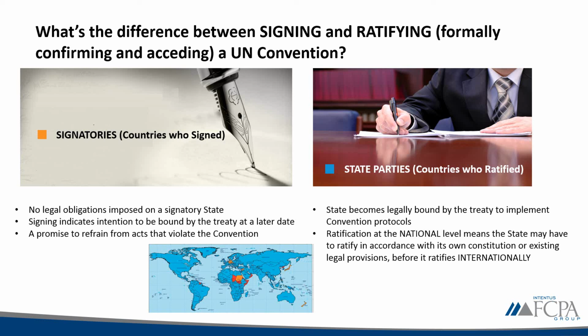The blue countries are state parties. These are countries that have ratified. These states become legally bound by the treaty to implement the Convention protocols. Ratification at the national level means that the state may have to ratify in accordance with the Constitution or existing legal provisions to prevent a conflict of law before it ratifies internationally.